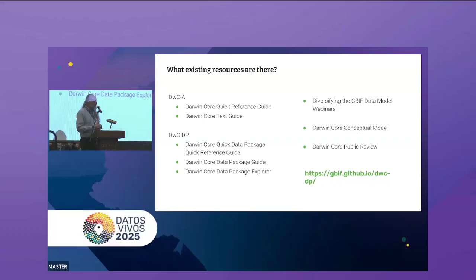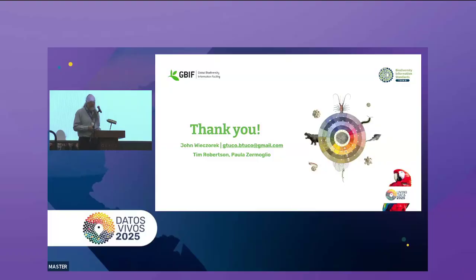So this is just a quick list. I don't want to go through what each one of those is, to give you an idea of what's out there already to play with. And all of those are accessible via the link in the lower right, which is basically a landing page for the ongoing Darwin Core Data Package review. So thank you.